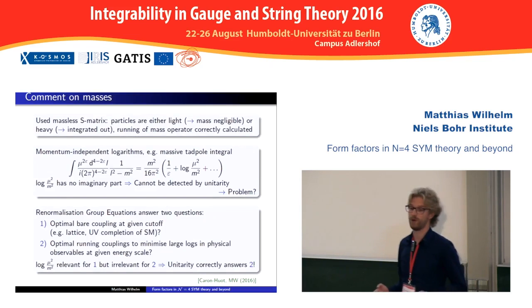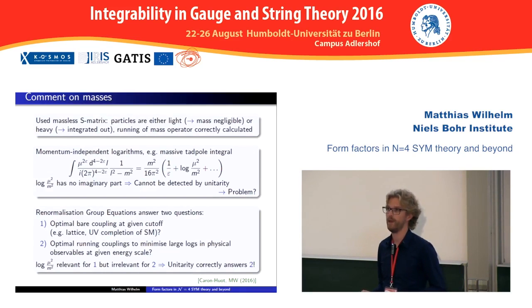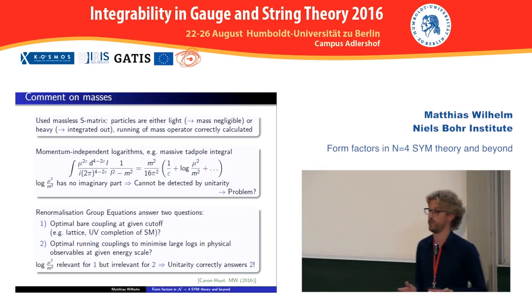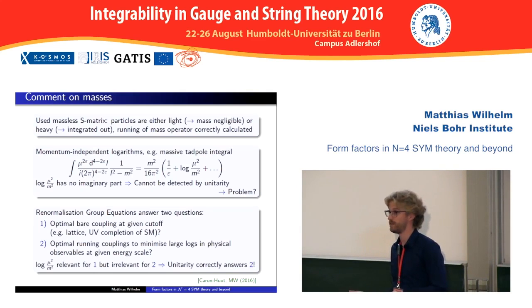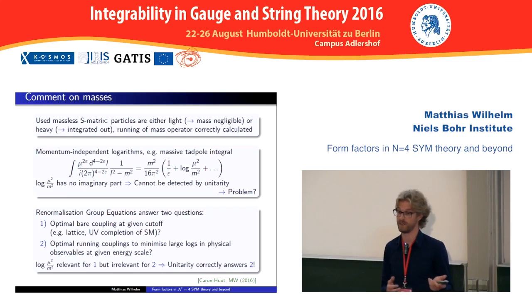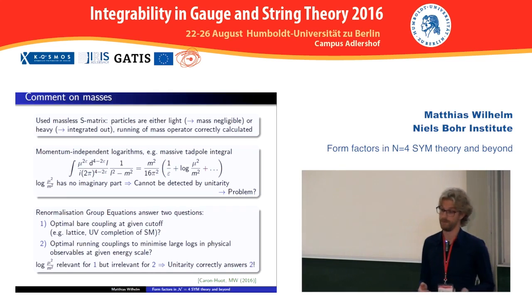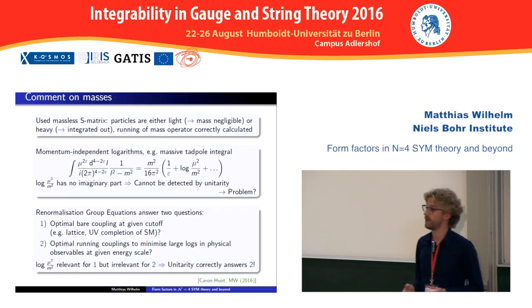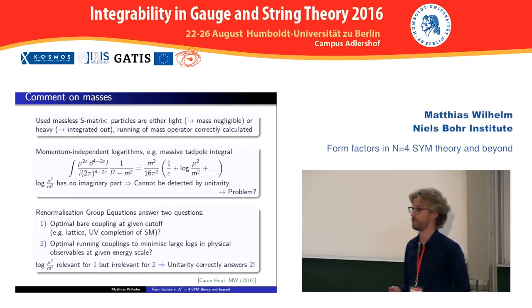Finally, let me comment on masses. So far, we have used the massless S matrix. This is in line with the usual application of renormalization group equations, where particles are either light, such that the mass is negligible, or they are heavy and we integrate them out. Moreover, the unitarity method correctly accounts for the running of the mass operators.